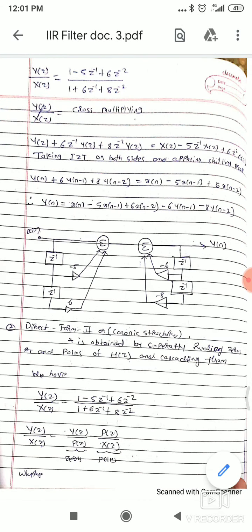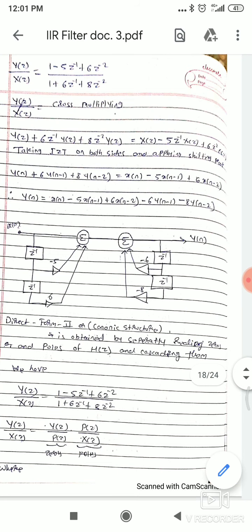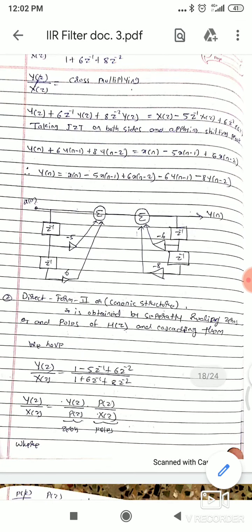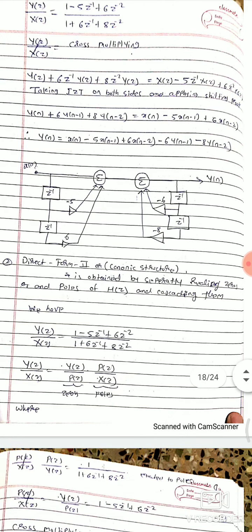Okay, right. So if you cross multiply, you get Y(z) plus 6 z^-1 Y(z) plus 8 z^-2 Y(z) equals X(z) minus 5 z^-1 X(z) plus 6 z^-2 X(z). So taking the inverse on both sides, you get this equation. You can directly realize this. You know this direct form 1, we have already done.